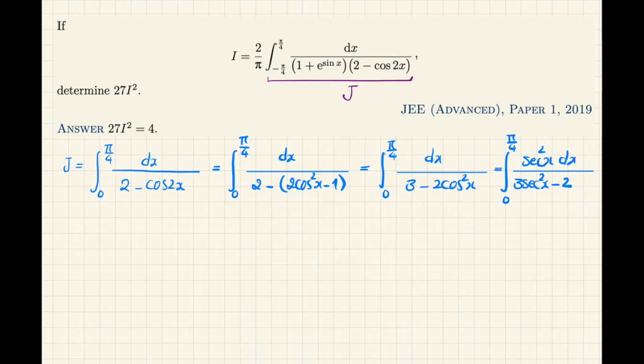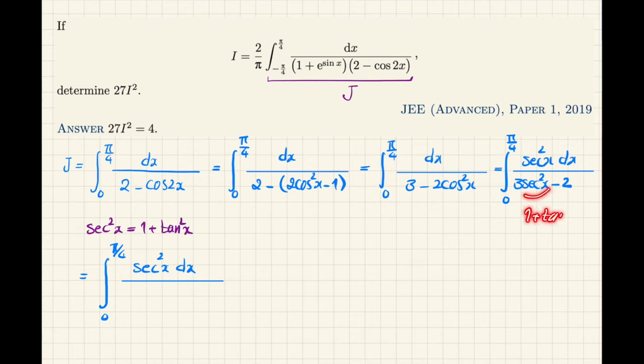And then hopefully you know that secant squared of x can be written as 1 plus tangent squared of x. So I will do this in the denominator. I will keep the secant squared in the numerator as it is, but I will change this one. So instead of this, I will write 1 plus tangent squared, and then I multiply it by 3, so this becomes 3, this becomes 3, and then 3 minus 2 is 1. So I will get 3 tangent squared plus 1.